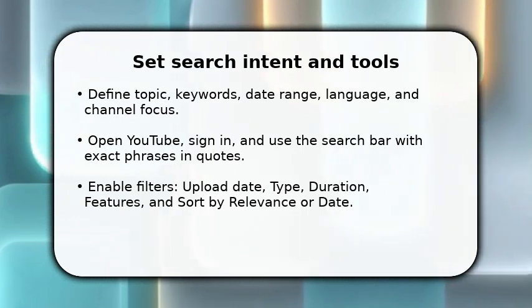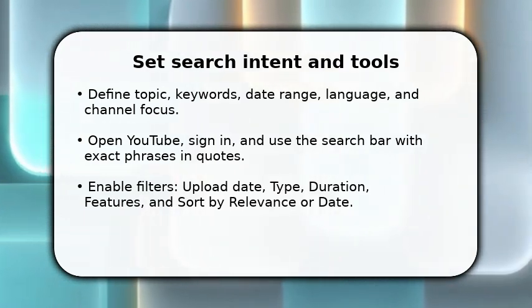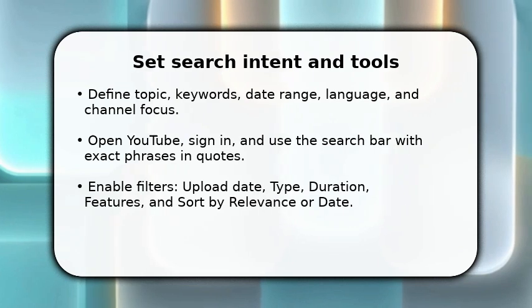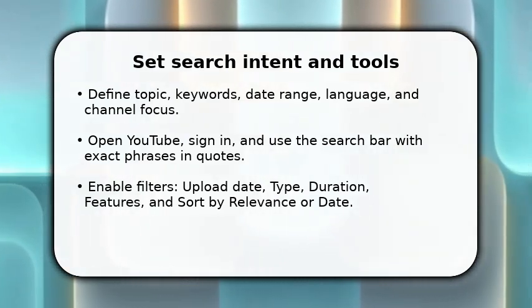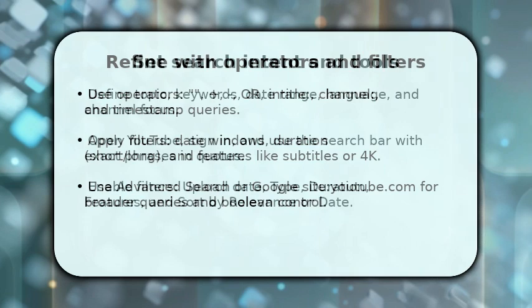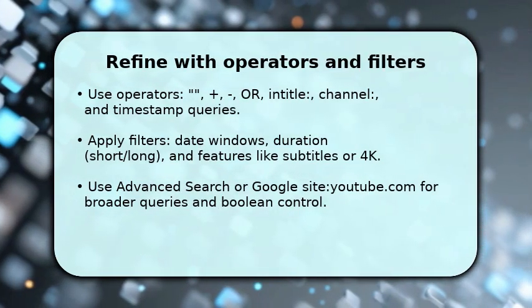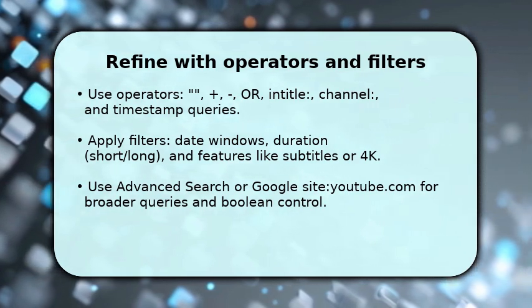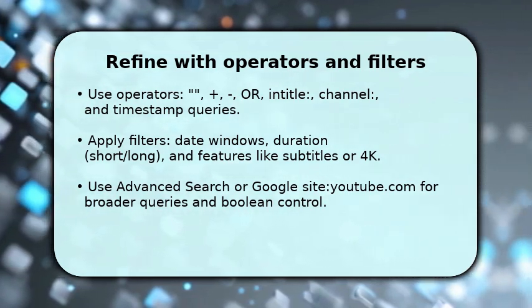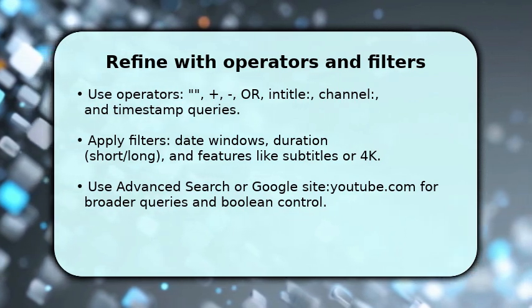Use the filter menu immediately to select upload date, type, duration, and sort so your results become manageable quickly. Next, refine results using search operators and deeper filtering. For exact matches, use quotes, exclude words with a minus sign, and combine alternatives with OR. Use "intitle:" to prioritize titles and "channel:" to limit creators.